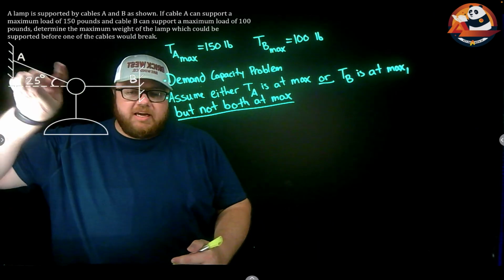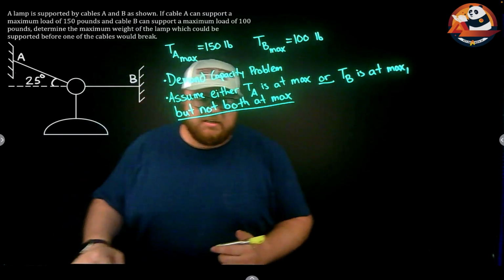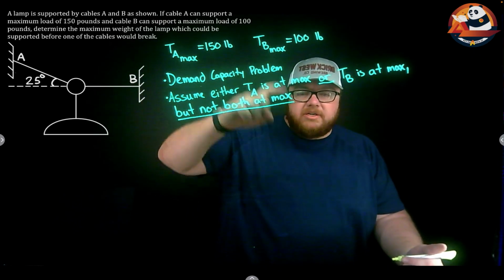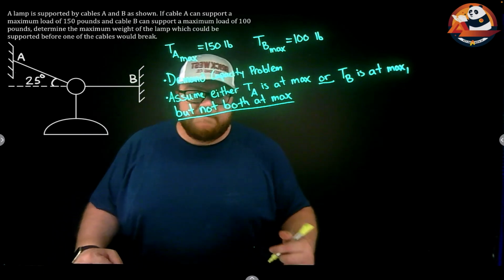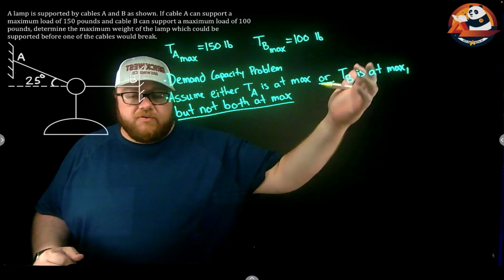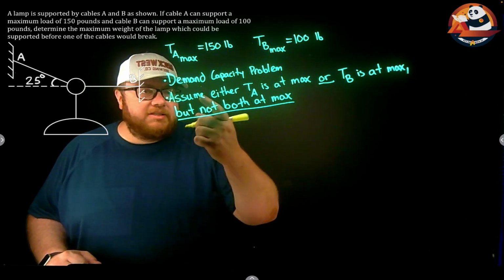Right now, if we don't know TA, TB, or the weight, that's three unknowns. I have two equilibrium equations. We couldn't solve this out. I'm going to assume that either TA hits max or TB hits its max value. One of the two of those must be true for us. That forces one of them to a known value. We can then solve for the weight, and solve for the other tension in our cable. So we want to make an assumption and go for it.